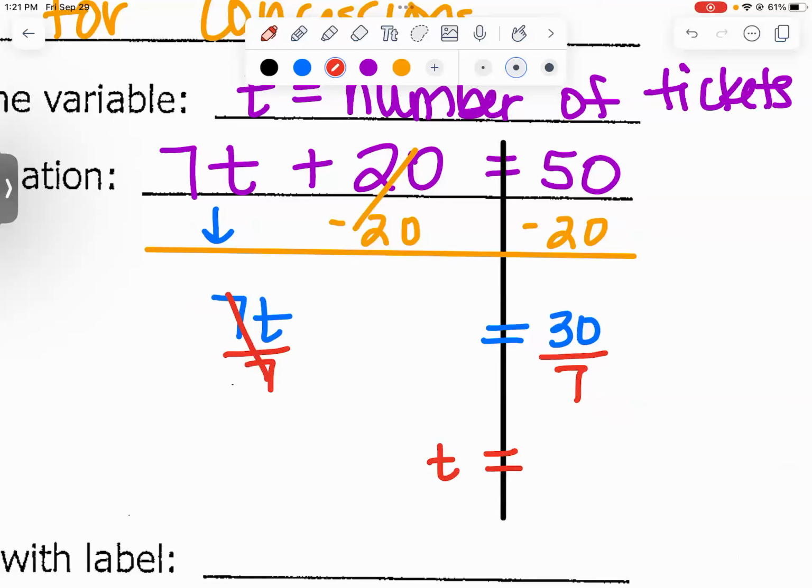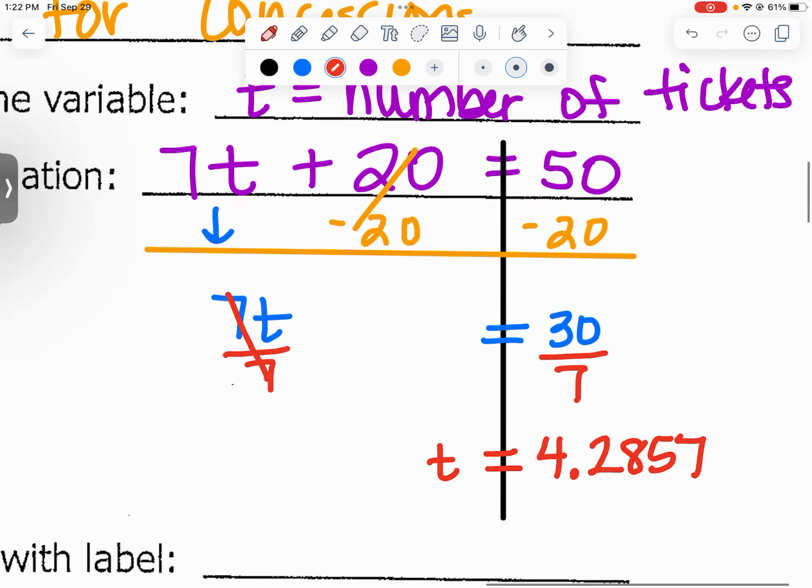Jacob, you have a calculator. What's 30 divided by 7? 4.2857144. Okay. So I wrote a bunch of decimals just to be obnoxious.